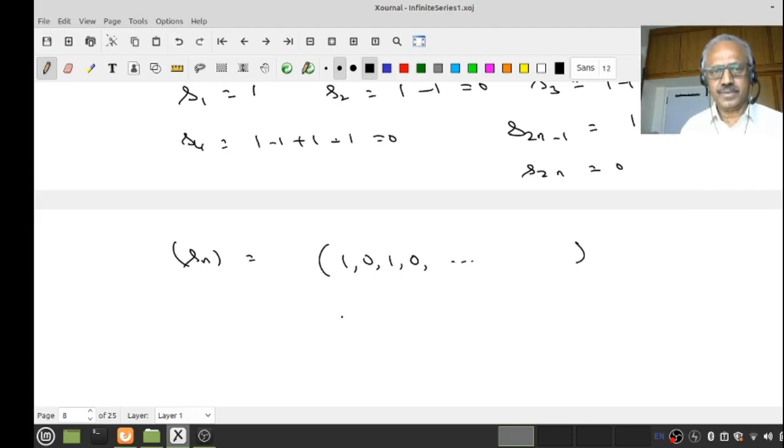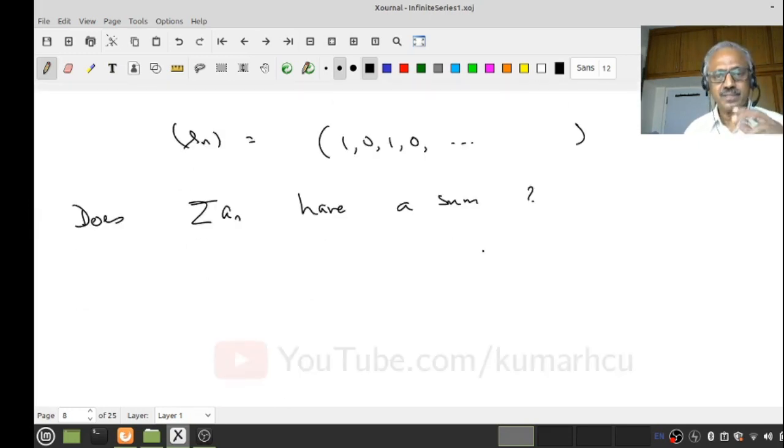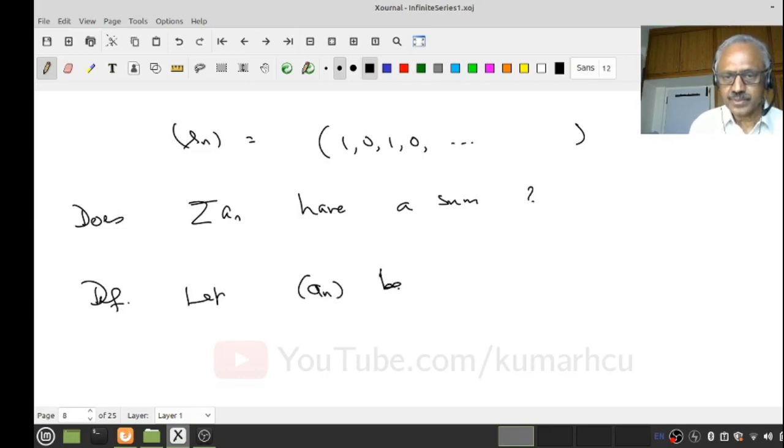Do you understand? Does the series a_n have a sum? That is, can I sum it? No. If I can sum it, what does it mean? The limit of S_n should exist. That means S_n must be convergent, and its limit is what I call the sum. But as you know, 1, 0, 1, 0 is not a convergent sequence. Therefore I say the series does not have a sum. Do you understand? So let us make a definition. Let a_n be a sequence in R. Let this, just a notation again, be the associated series.